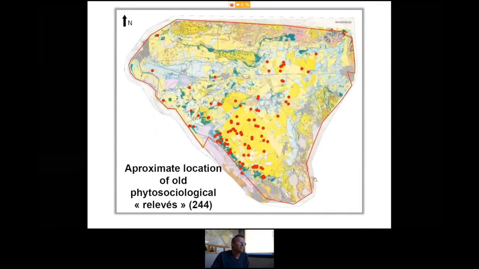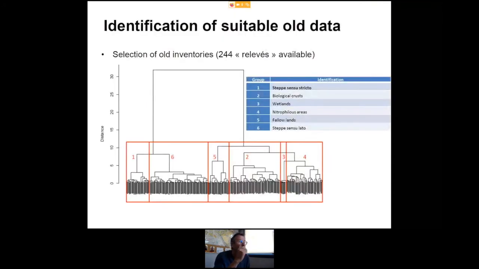And so, of course, the problem of doing new relevés or new phytosociological inventories is that in the beginning of the 20th century, there was no GPS. So it was not possible to have a precise location, but we used the data from the literature, from the bibliography, and it was possible to have an idea where these phytosociological relevés were done, and to avoid working on the unsuitable relevés which had been done in other types of vegetation.